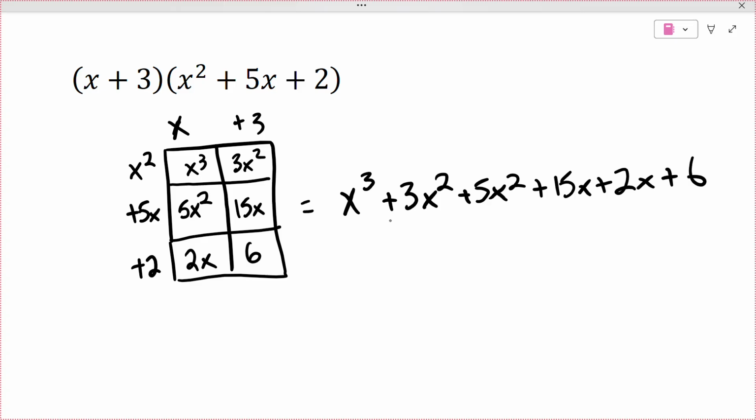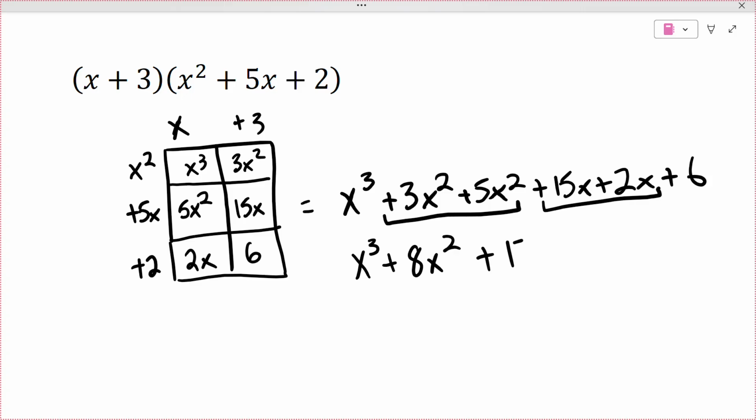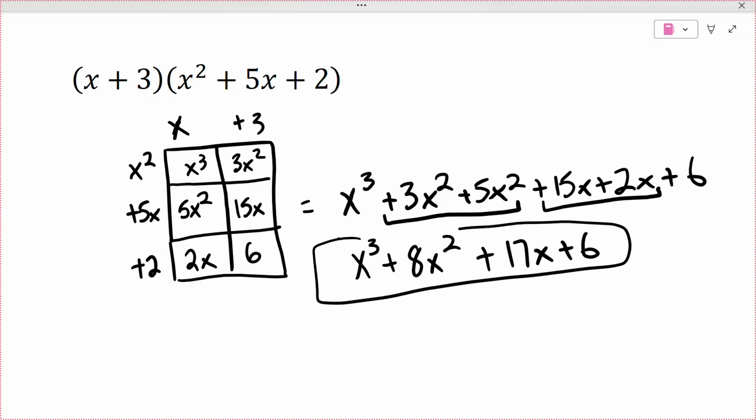And then I'm going to combine like terms. Again, reminder that when we're combining like terms, we need to switch gears from doing exponent rules to doing combining like terms, addition rules. So I'm not going to add exponents here. 3x squared plus 5x squared is 8x squared. 15x plus 2x is 17x. And then, of course, I have that plus 6. Okay? So that is a 2x3.